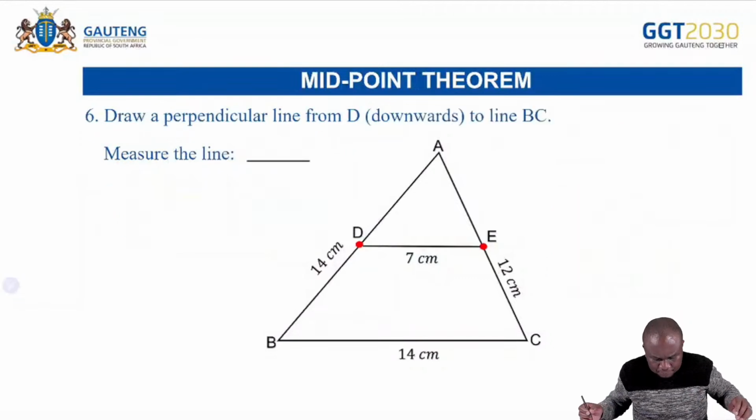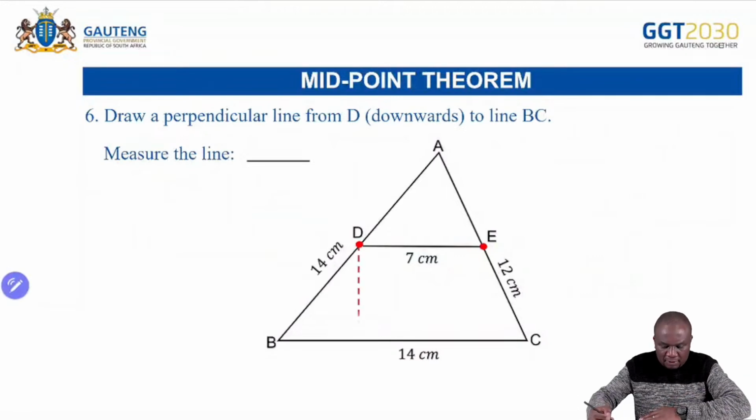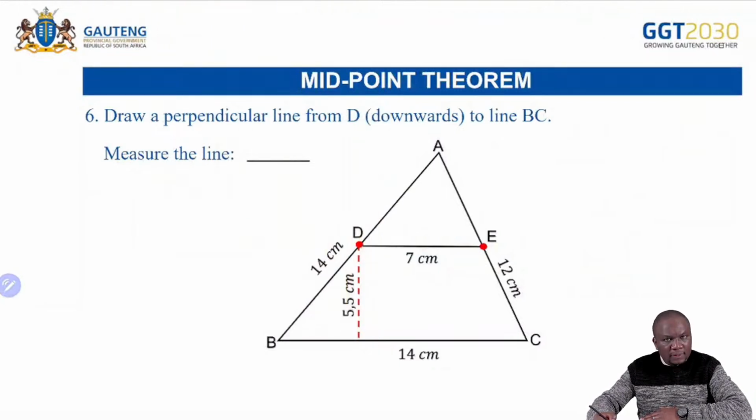Let's check. Right. Now we're going to draw or measure the perpendicular distance between these two lines, DE and BC. Let's measure the perpendicular distance. Put the ruler there. What is that? Between 5 and 6, that is 5.5. Do you see that? Let's write it down. Please draw your perpendicular distance, height, and then write 5.5 centimeters. On the same diagram, don't draw a new triangle.